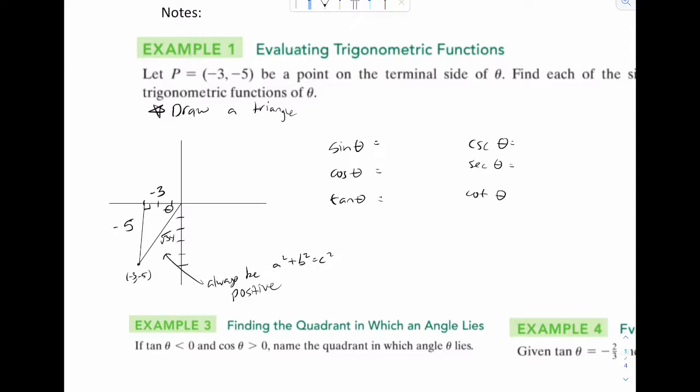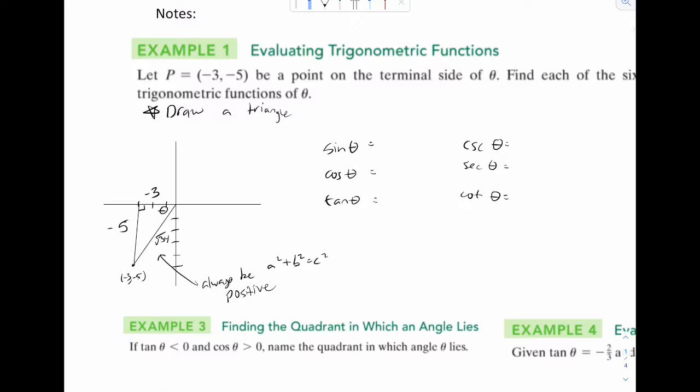cotangent. And notice how I'm writing it in this order because I want the reciprocals to line up nicely there. And now let's find everything. Sine is O over H, so that's -5 root 34 over 34. Cosine, that's A over H, so -3 root 34 over 34. And tangent is O over A, so 5 over 3.